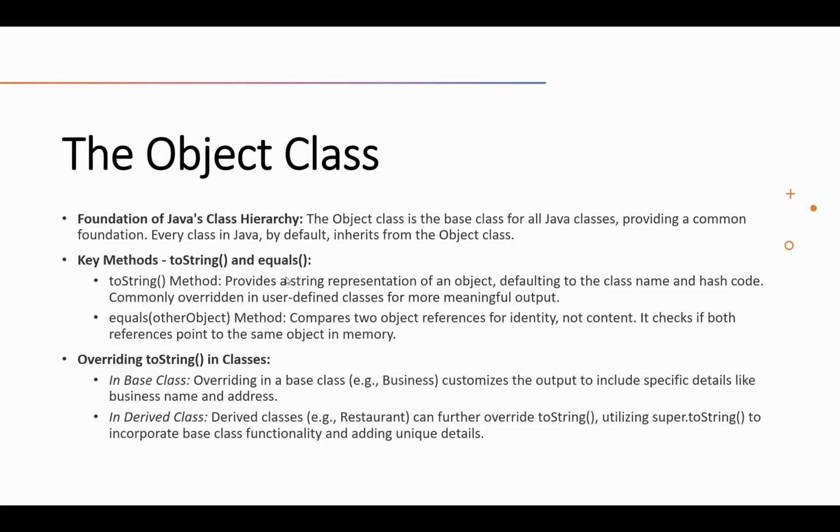This is not just about making debugging or logging more informative. It's about giving your objects a voice that speaks their state and purpose more clearly. So the object class in Java is more than just a superclass. It's the template that gives structure to all your classes. Understanding and utilizing its methods, especially toString and equals, is crucial for making your classes more intuitive and your code more readable and maintainable.